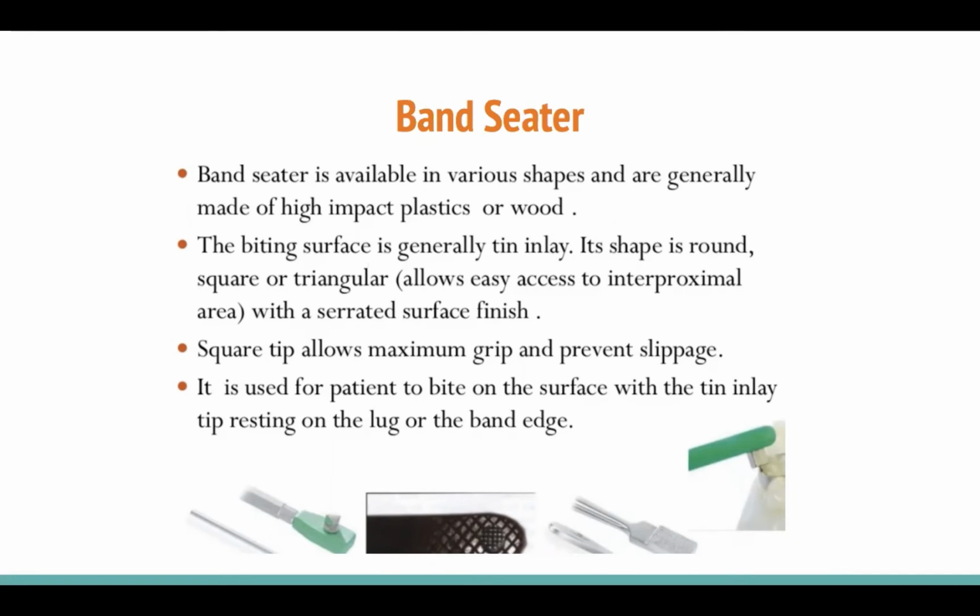A square tip allows maximum grip and prevents slippage. It is used for the patient to bite on, with a thin inlay tip resting on the lug or band. Now, which one do I use? I have one with a triangle shape, and I also have a flat one like this. This is the handle and it comes out flat. Sometimes I use this and sometimes I use this. Getting different types instead of one type of band seater is useful because sometimes the patient is more comfortable biting on one, and if the patient is not comfortable, I ask my assistant, now give me the flat one.